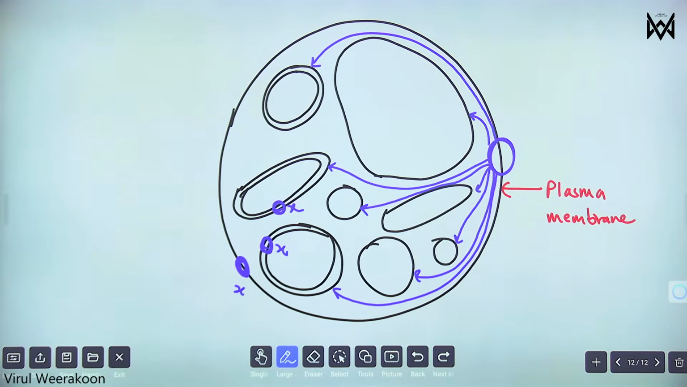Then write down: prokaryotes lack membrane bounded organelles. Okay, right.